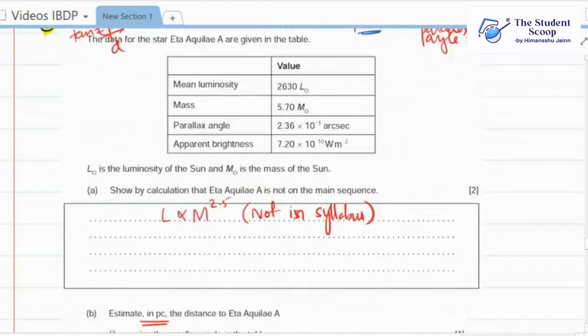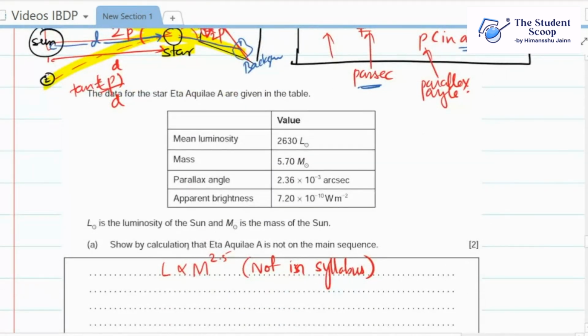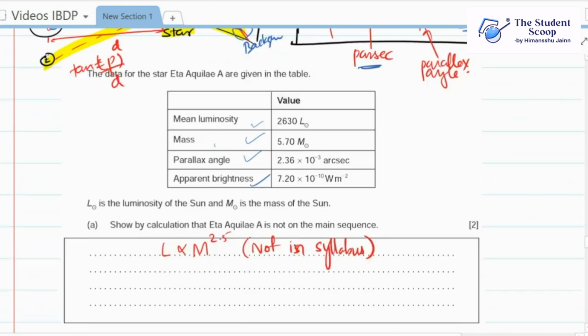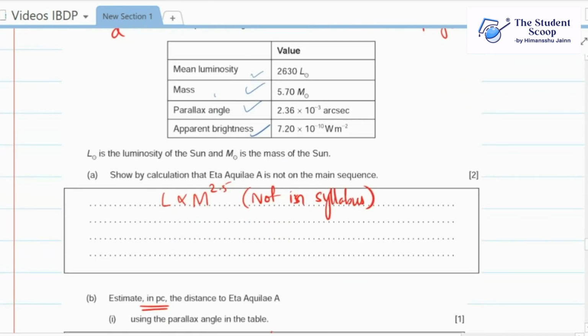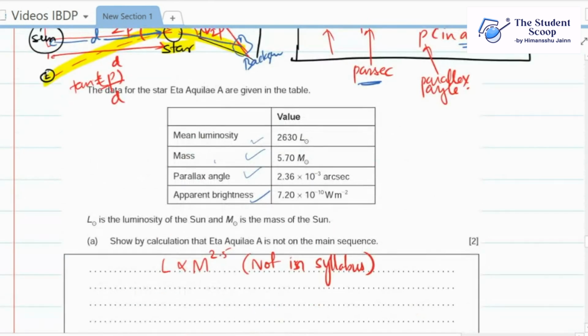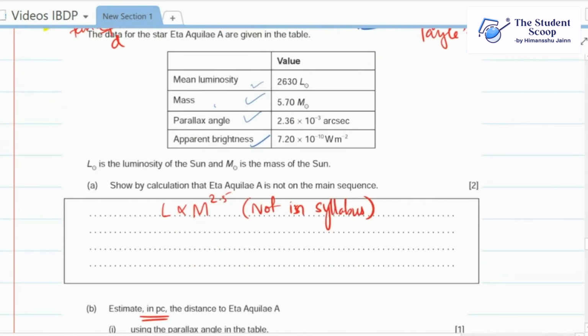Now, how can we solve this kind of problem? Let's say luminosity, mass, parallax angle, and apparent brightness are all given. You can see that this star is not on the main sequence. How can we show that? This is something they won't ask, because it requires content that is removed from the syllabus. It was in the previous syllabus. Anything related to the mass of a star, they won't ask much, because that formula is removed from the data booklet.